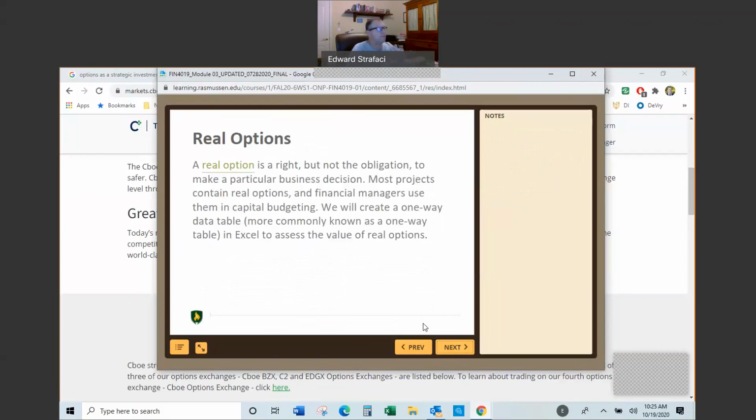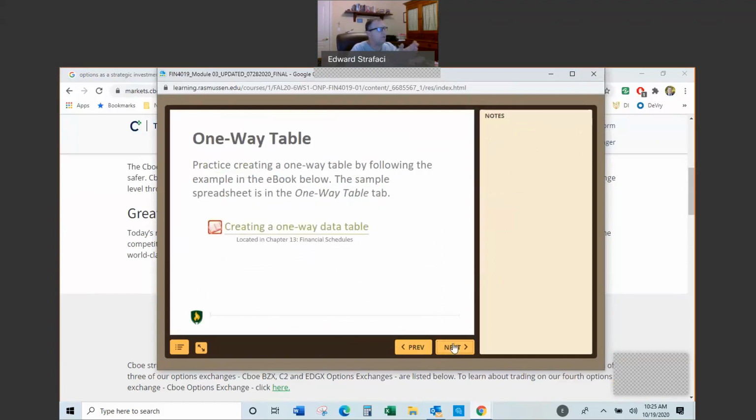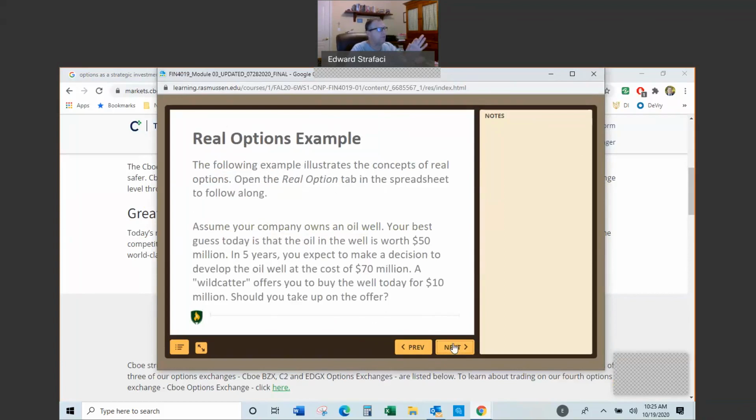Okay. And where do we see real options? When we make business decisions. Most projects contain real options, and financial managers use them in capital budgeting. So where do we see projects that have real options? Well, let's take a look. I love this example. A company owns an oil well, right? The best guess today is that the well is worth $50 million. In 5 years, you make a decision to develop the oil at a cost of $70 million. So you're spending basically 20 million more. Wildcatter, or a person who just buys and sells, that's what a wildcatter is.